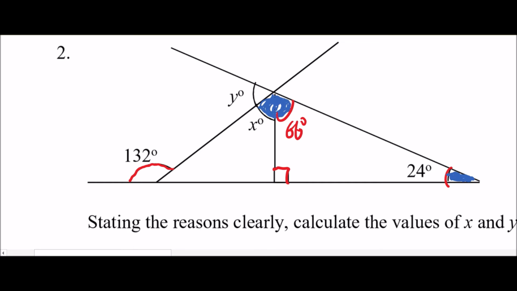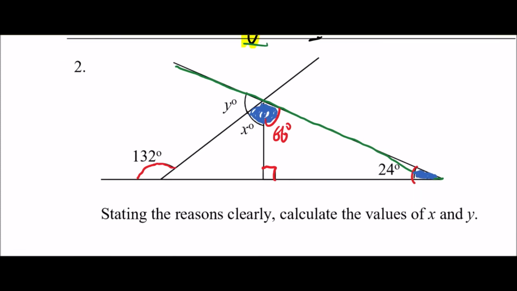After finding angle X, what's my strategy for finding angle Y? I see that there's a straight line here, and the three angles here add up to 180 degrees. So I can find my Y. So I already have a strategy. So let's do it properly.